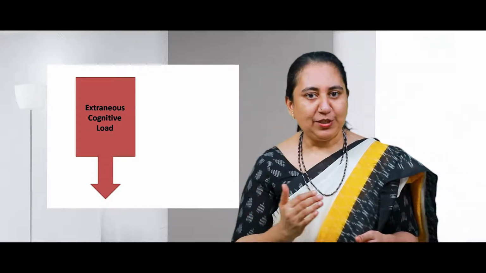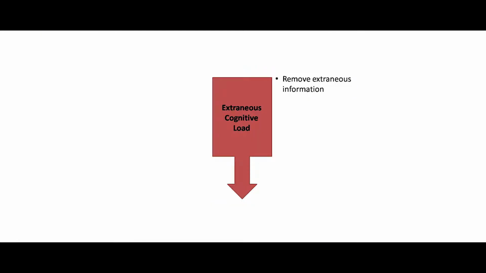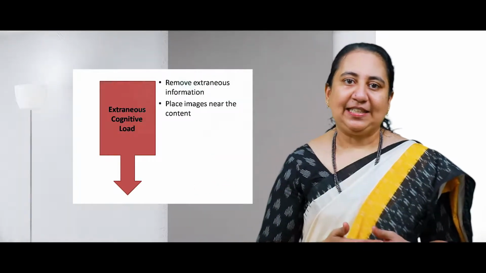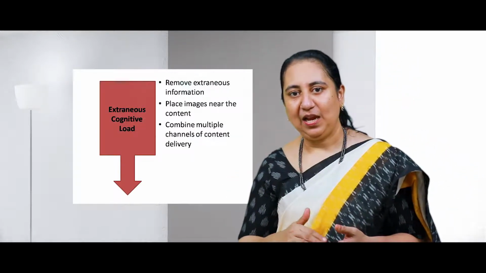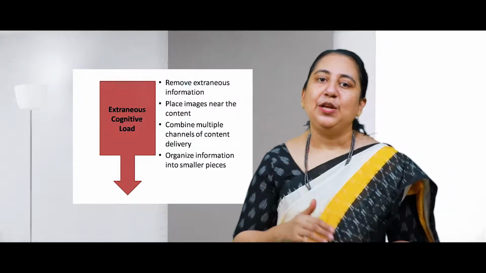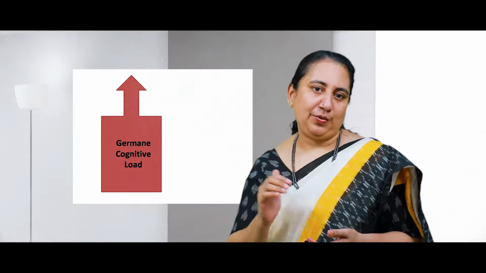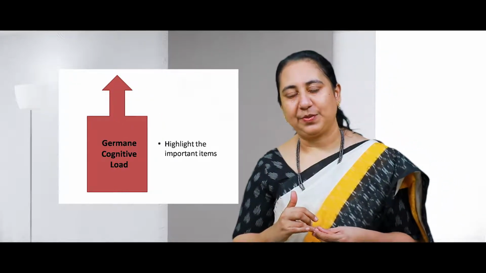Here are some ways to control extraneous cognitive load. Remove extraneous information. Place images near the content. Combine multiple channels of content delivery. Organize information into smaller pieces. To promote germane cognitive load, the instructor should highlight the important items.